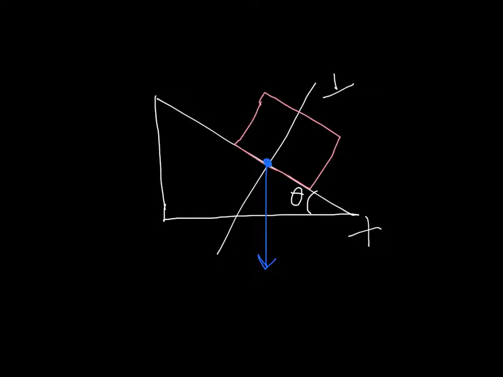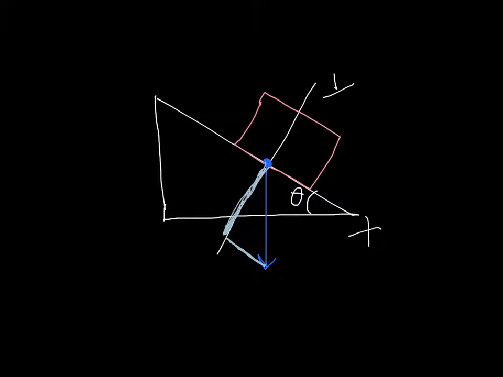Okay, take a look what just happened. This is no longer acting in the y direction. Now, my force of gravity is actually acting at an angle to my negative y-axis here. And so what I'm going to have to do is split this up into the x and y components. There we go.